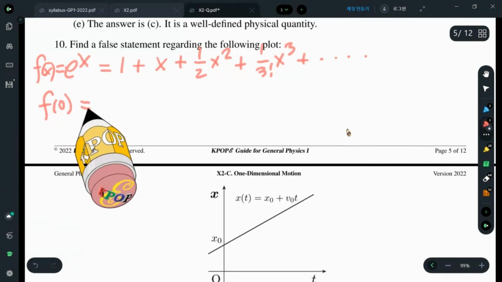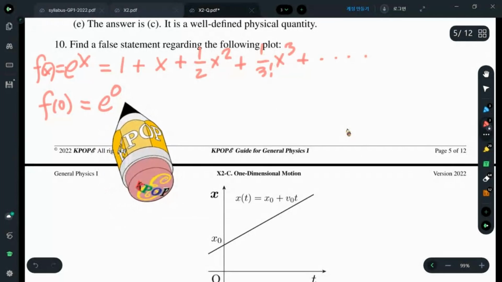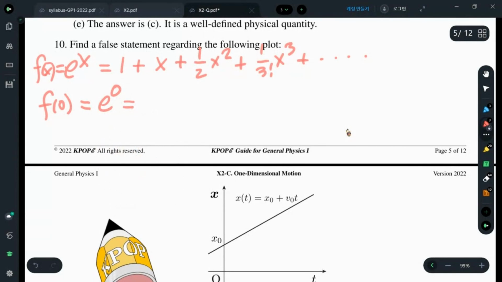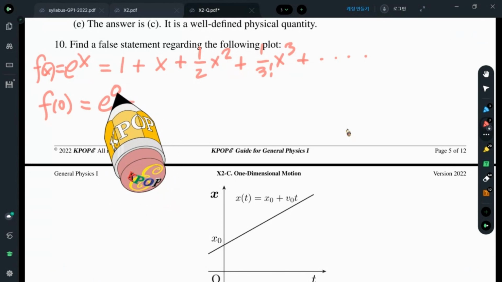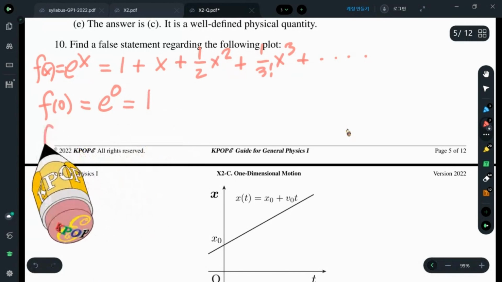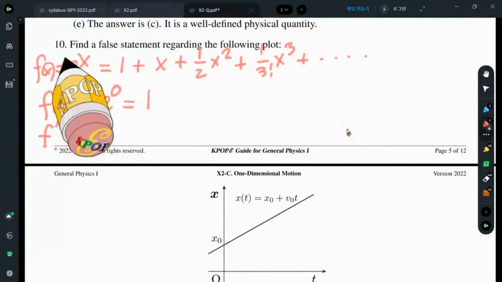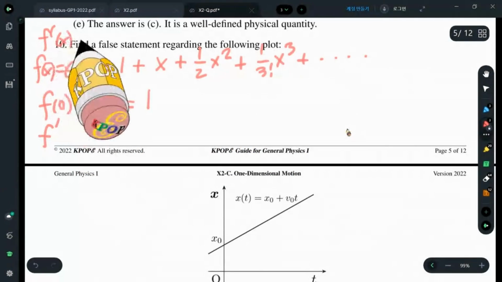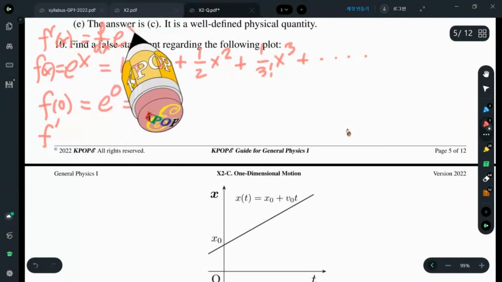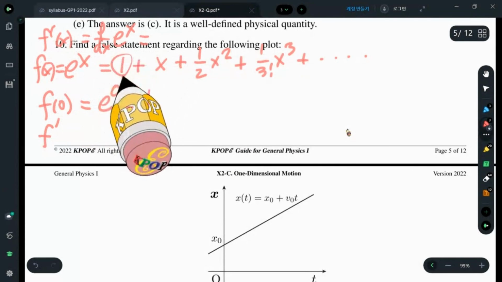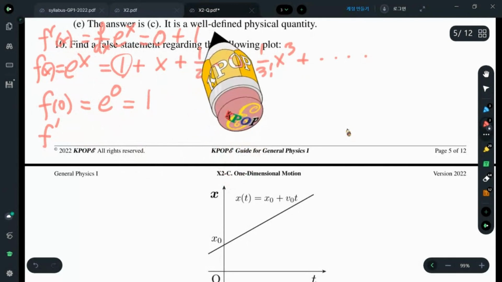What is f(0)? f(0) means exponential of 0. What is this? You substitute 0. Sure. What is the first order derivative? First order derivative is this: this term dies, but it becomes 1, it becomes x.